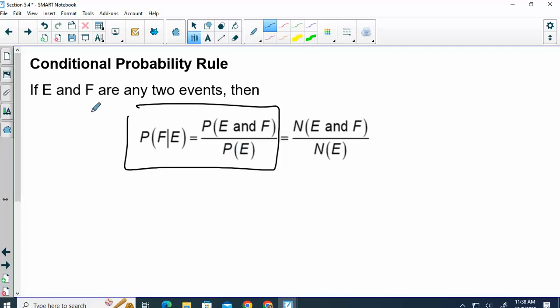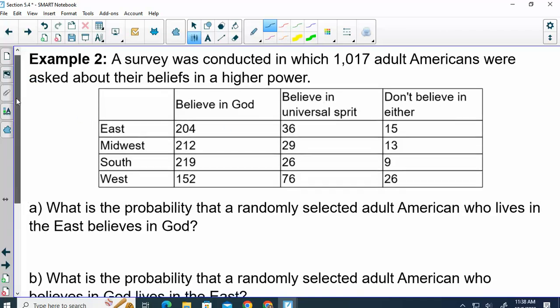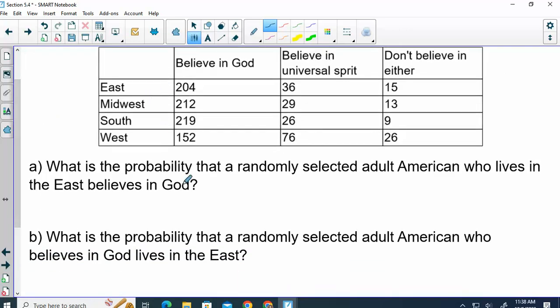All right. Let's look at some examples from tables first. I think that's a little bit easier to understand, and then we'll get into some scenarios. So this was from a survey. 1,017 adult Americans were asked about their beliefs in a higher power. So you can see they have the results broken down by geographic region and their answers. What is the probability that a randomly selected adult American who lives in the East believes in God?